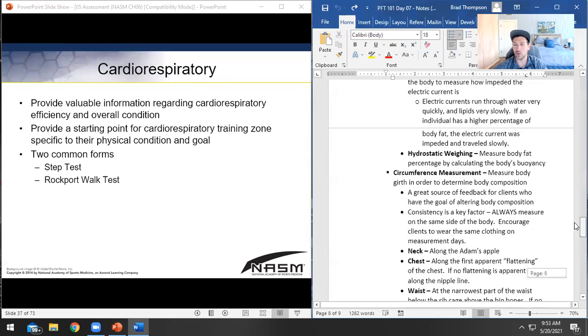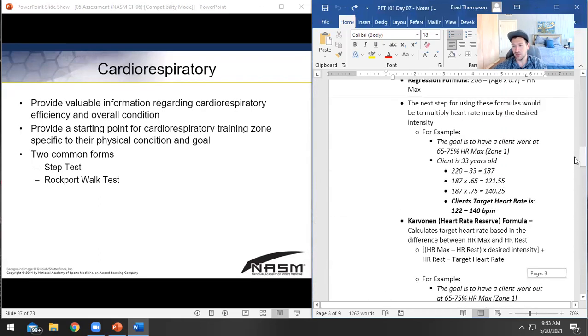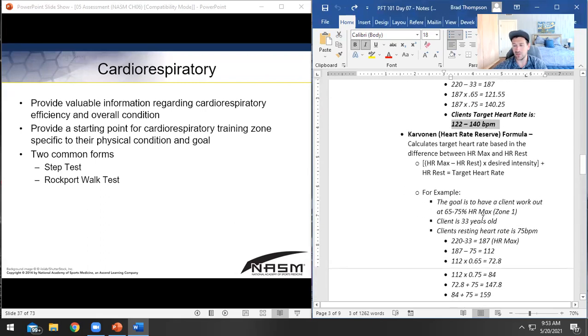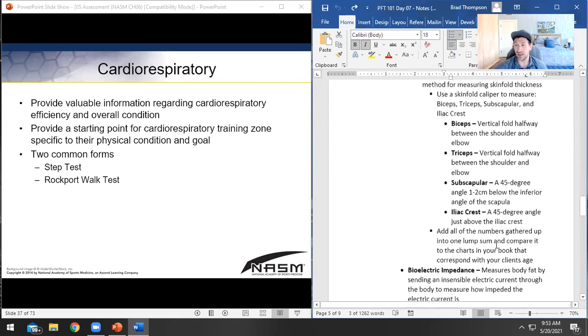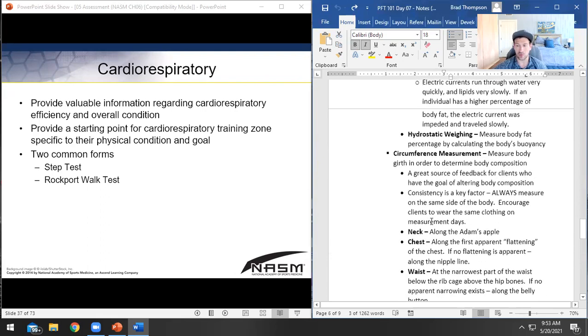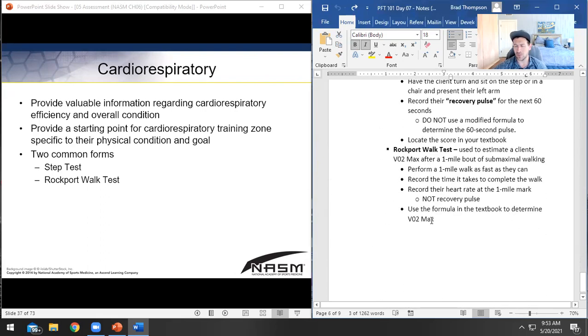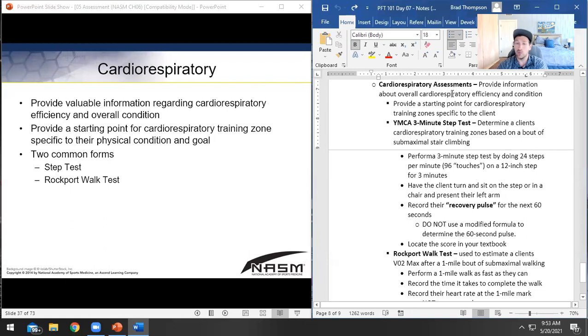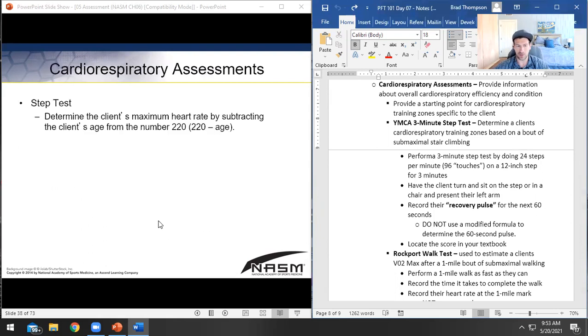Remember earlier, if we go to the top, we calculated out their zone 1, which was 65 to 75%, but we also calculated their zone 2 and their zone 3. But I wouldn't give someone who has a weak heart zone 3 cardio. That might be too intense. So how do I know which cardio routine to give my client to make sure I'm not going too easy on them, but also not going too hard on them? Well, that is where we have our cardiorespiratory assessments.